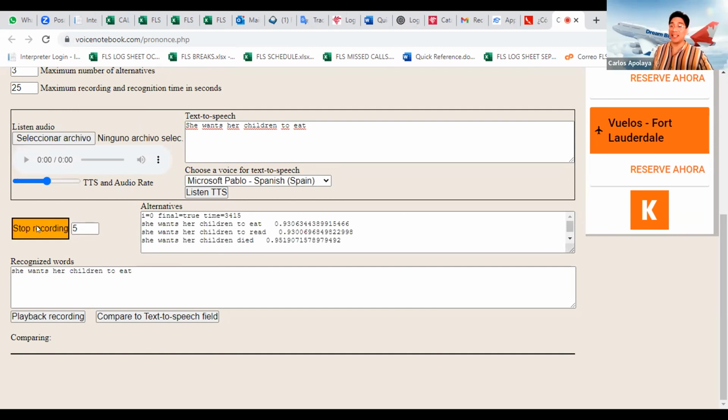Can you see that? You have a perfect pronunciation. She wants her children to eat. You see? You see that the pronunciation is different, right? But this is the way that they speak. So this is the reason sometimes you don't understand, and you wonder what they said. It's because I couldn't understand. They do that. Okay. You got it?